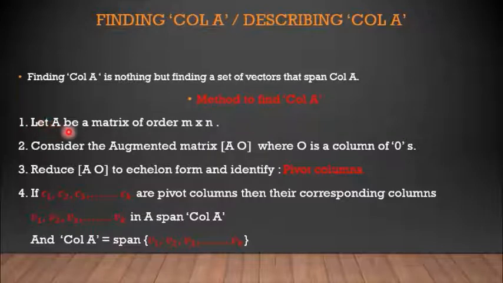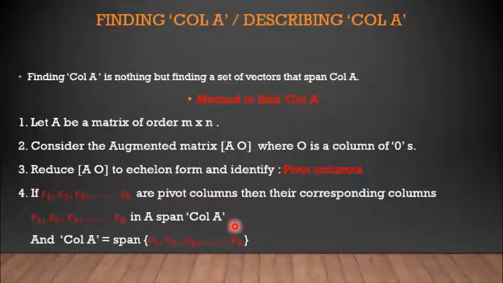First one, let A be a matrix of order m by n, m rows and n columns. Consider the augmented matrix [A|0], where 0 is a column of zeros. Then reduce it to echelon form and identify pivot columns. This is the same procedure as how you work out for finding null space. Reducing till echelon form and writing pivot columns. Then what is the next? If C1, C2, C3 and so on Ck are pivot columns, then their corresponding columns V1, V2, V3 and so on Vk in matrix A span column space A.